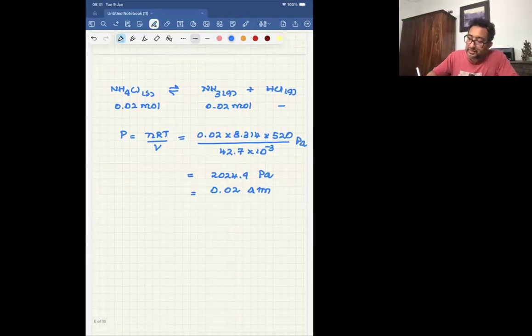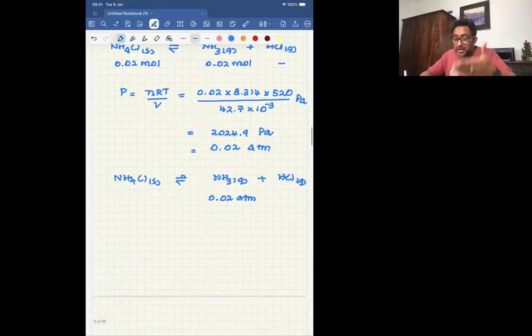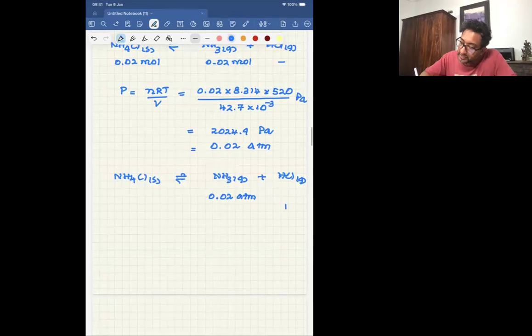But now if I take ammonium chloride solid at equilibrium giving you ammonia gas and HCl gas, the ammonia pressure is 0.02 atm. Now it should react in the forward direction because there's no HCl. When the forward reaction takes place, some amount of HCl is going to form, so that will increase the pressure by P naught. Ammonia also forms the same amount, which also increases the pressure by P naught.